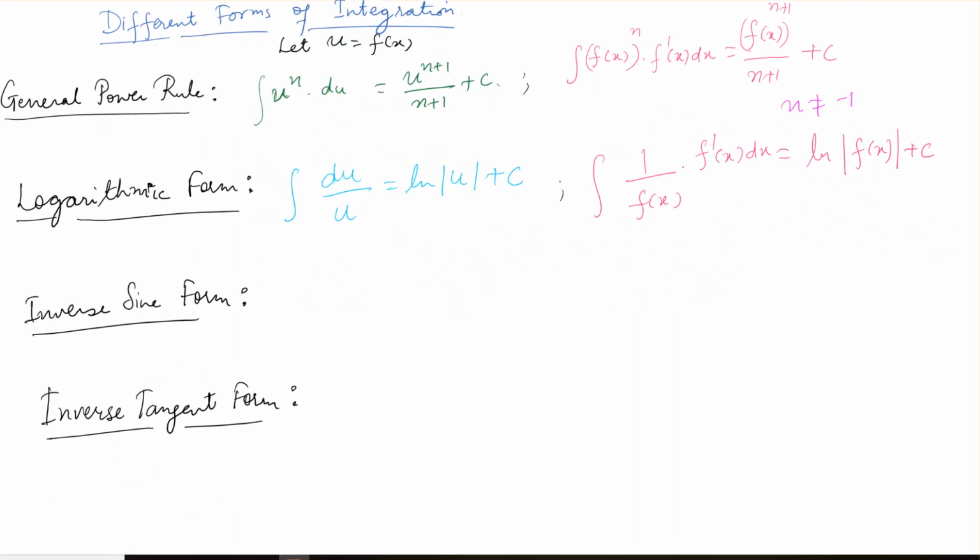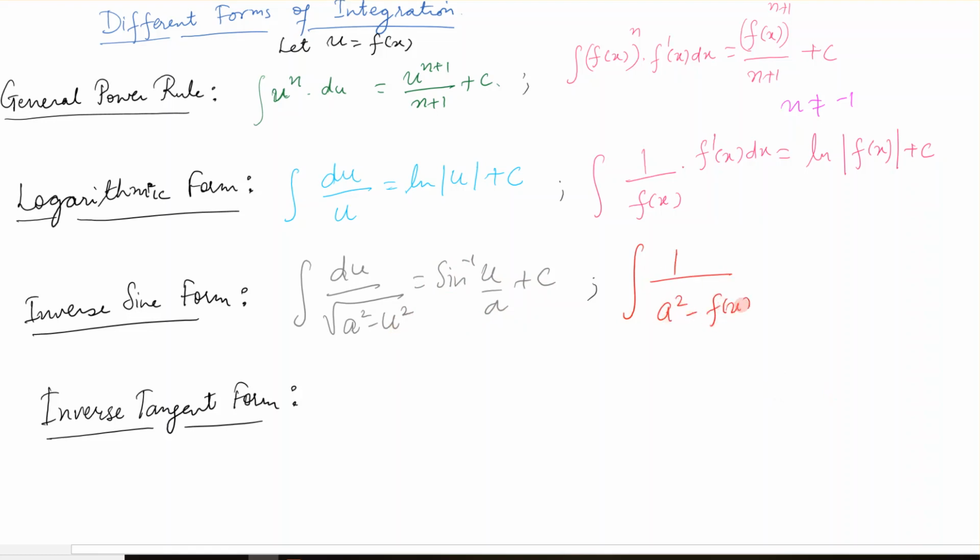Similarly, for the inverse sine form, in terms of u, if you have the integral of du over square root of a squared minus u squared, that would be sine inverse of u over a plus c. So the other equivalent form is, if you plug in u is equal to f(x), you get 1 over the square root of the whole thing, a squared minus f(x) squared, and then multiplied by the differential of f(x). So this would be sine inverse of f(x) over a plus c.